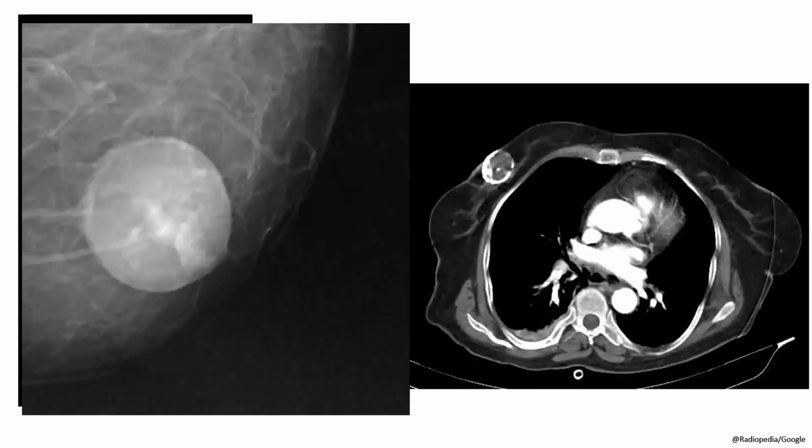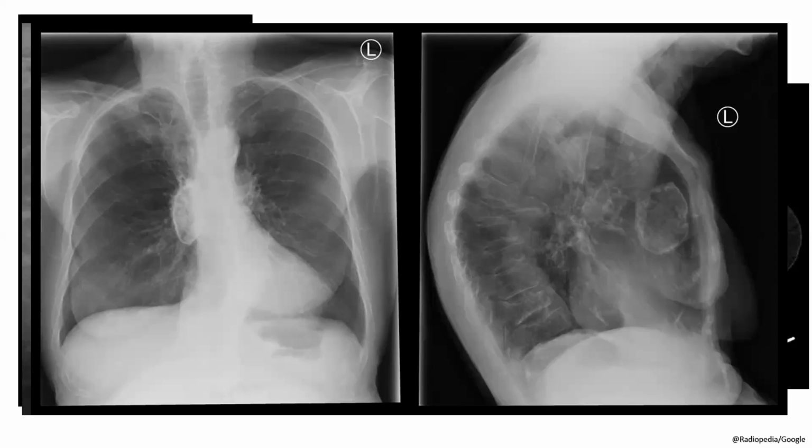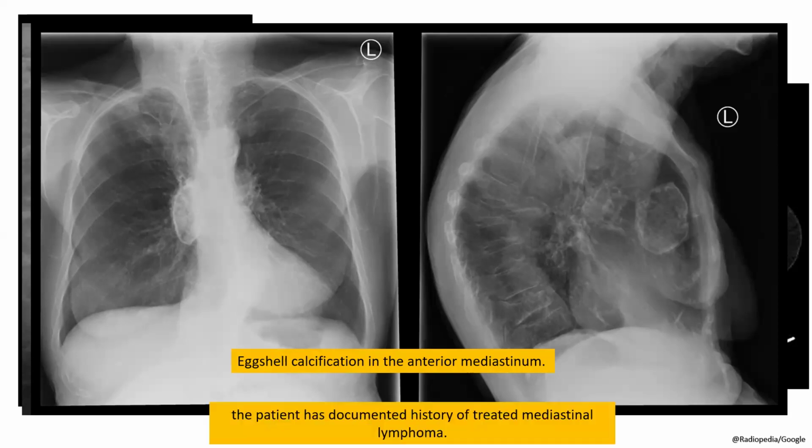So this is another case of oil cyst, and this is the CT showing eggshell calcification. What is happening here? So this is eggshell calcification of lymph nodes, and it is seen in the mediastinum. So this is seen in the anterior mediastinum. This patient had a history of treated mediastinal lymphoma, and it is because of calcification around the lymph nodal mass.